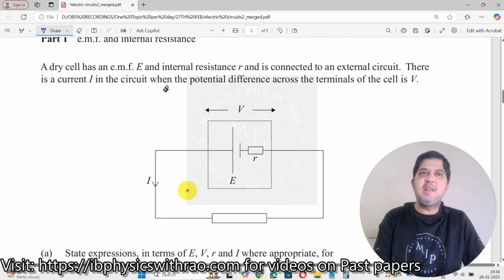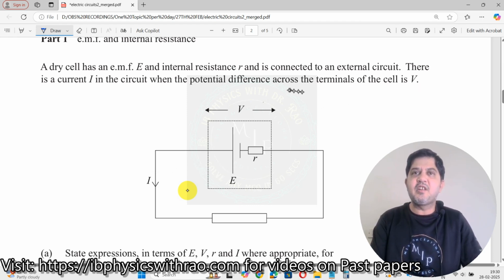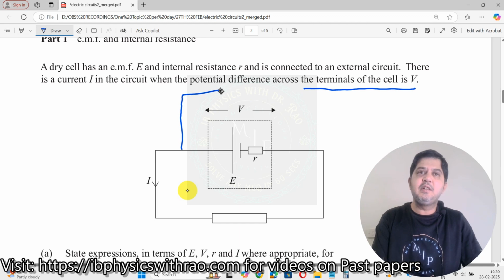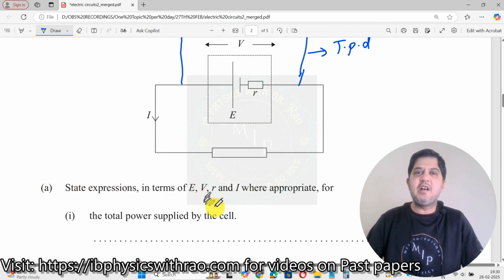A dry cell has an e.m.f. E and internal resistance R and is connected to an external circuit. There is a current I in the circuit where the potential difference across the terminals of the cell is V. Which means, if you connect a voltmeter over here, you find this would be your TPD. What is TPD? Terminal potential difference, which is equal to V. Now state expressions in terms of E, V, R and I where appropriate.